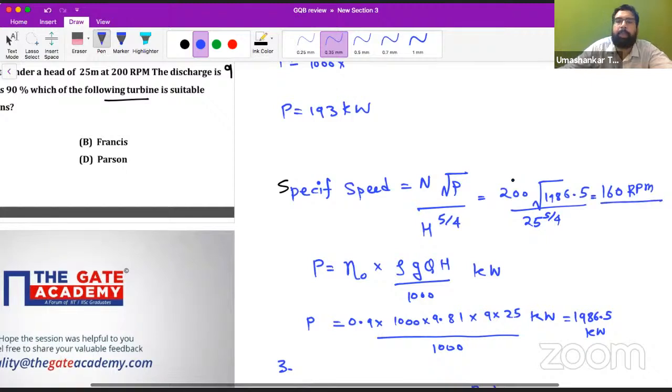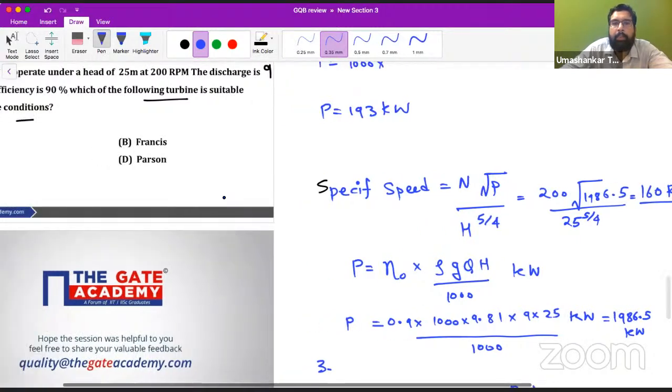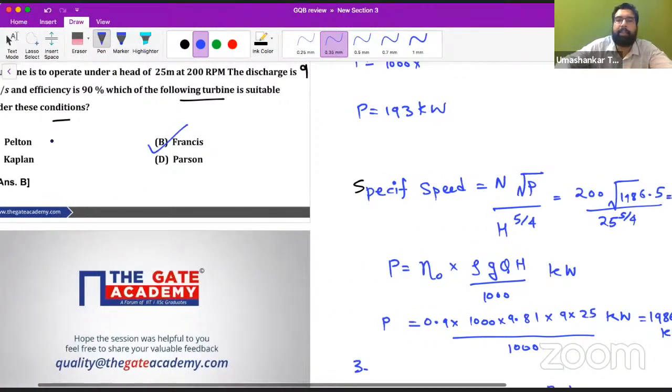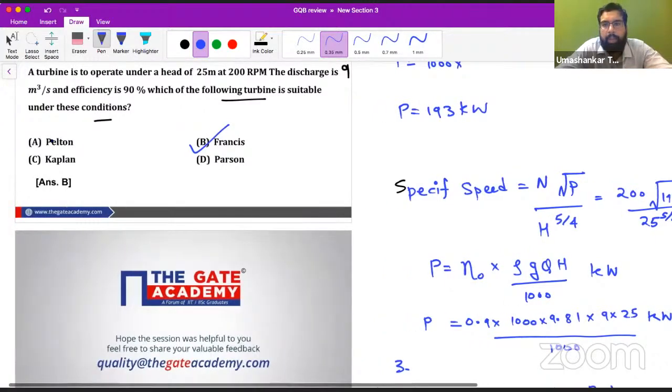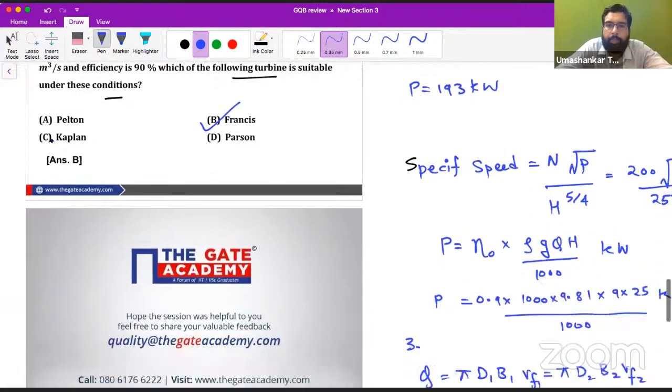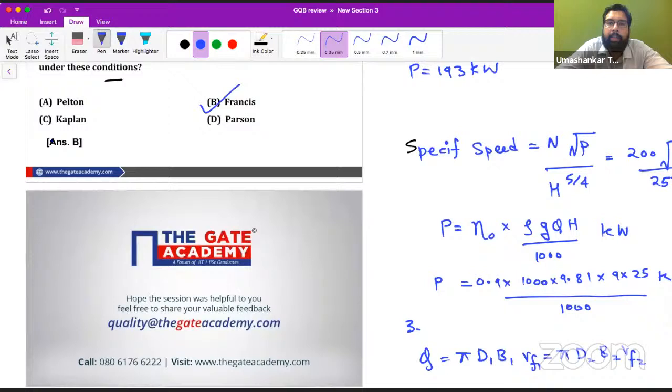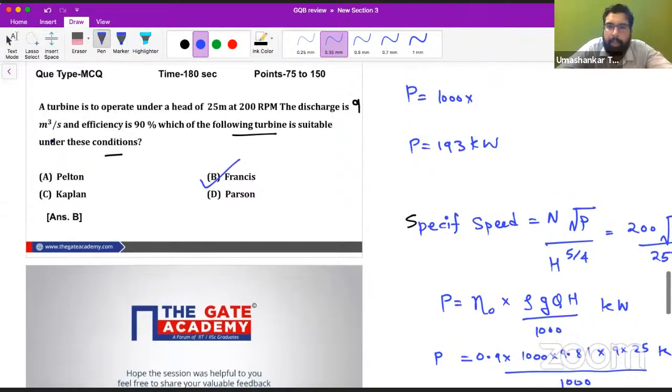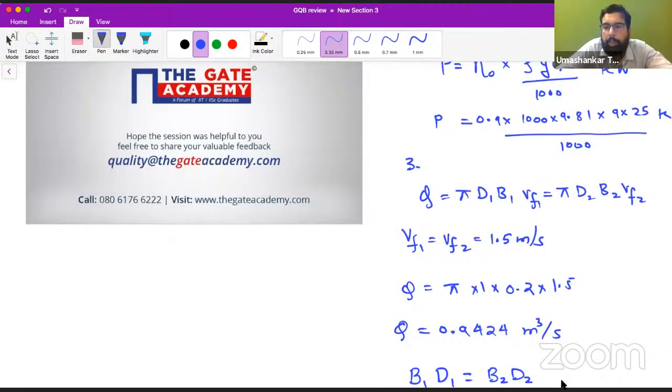So if specific speed ranges from 51 to 255, we know we must recommend Francis turbine, right? So the range of specific speed, I hope we know. Pelton turbine is used from which specific speed to which specific speed, when we recommend Francis turbine, when we recommend Kaplan turbine. I hope we know all these things, right, beta? So I think all these solutions are clear to you guys.